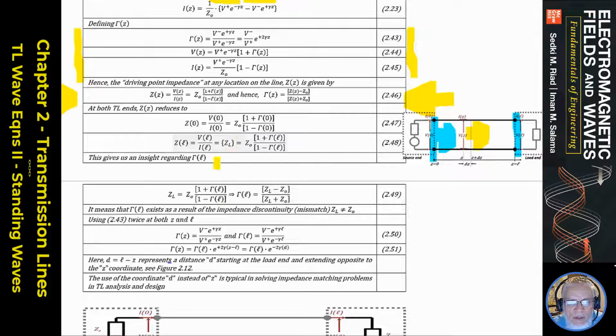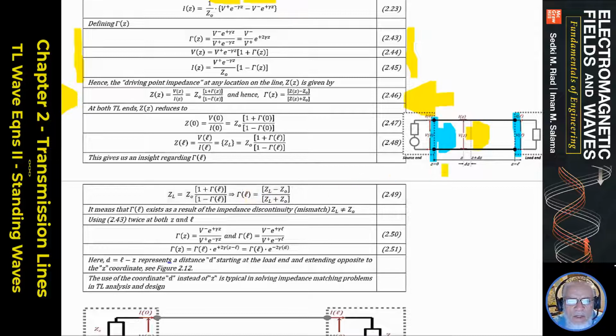And this expression here is rewritten right here. Z sub L is equal to Z naught times 1 plus gamma of L divided by 1 minus gamma of L. And I can get the reflection coefficient by manipulating this to be in that form: Z L minus Z naught divided by Z L plus Z naught. Guess what? If Z L is equal to Z naught, no reflection. If Z L is not equal to Z naught, there will be a reflection. If the line is mismatched, that's how we say it. If the load is mismatched to the characteristic impedance, we get reflection. But if the load is matched to the characteristic impedance, there will be no reflection.